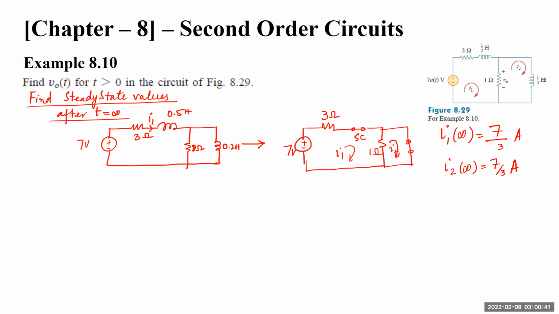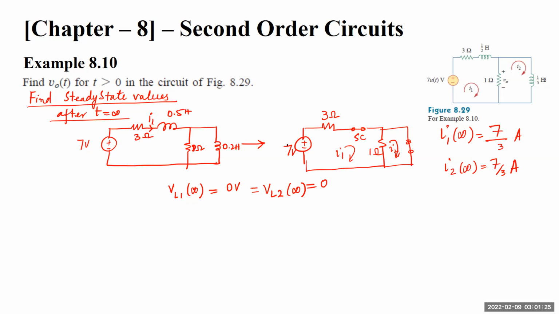From here, we also find the value of voltage. So VL1 at infinity is again 0 volts, and this is similar to VL2 at infinity, which is also equal to 0 volts. So this is how we can say that these are all the values of the current and voltage at infinity.